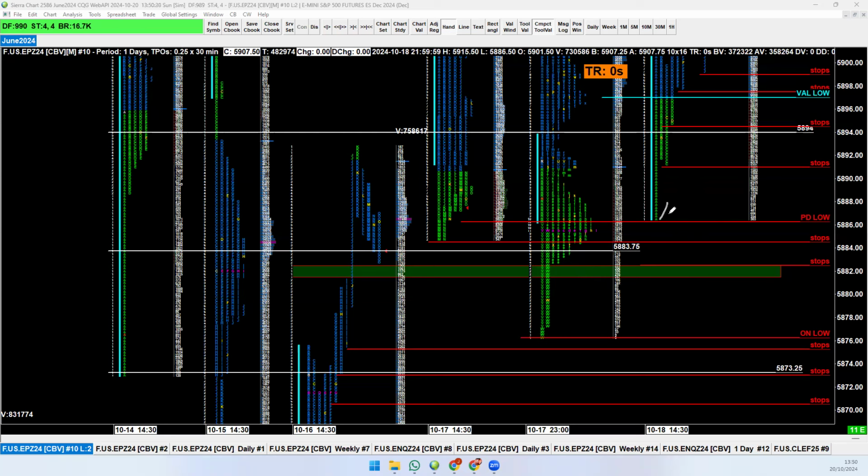Friday's low was nowhere near 58.84, nowhere near those single prints. As long as these levels hold, there's no reason to get into a big short.